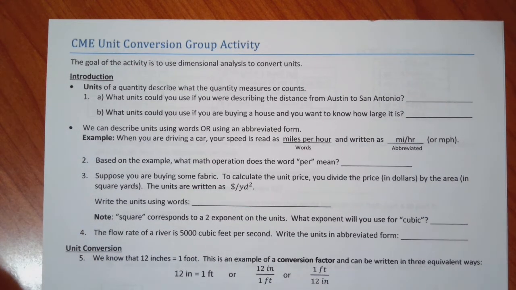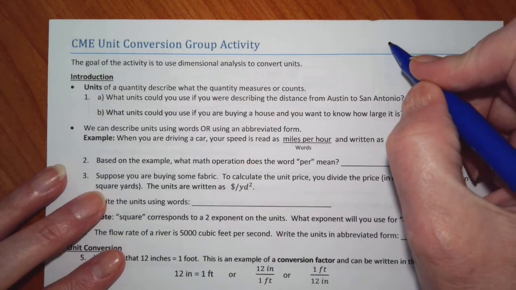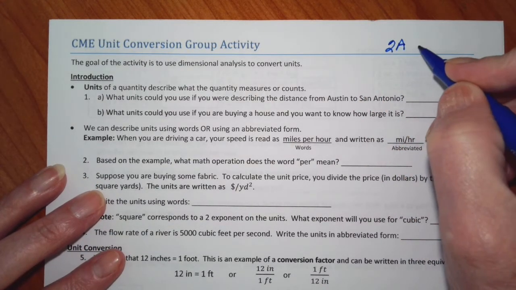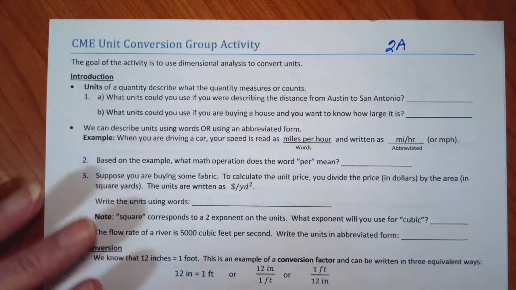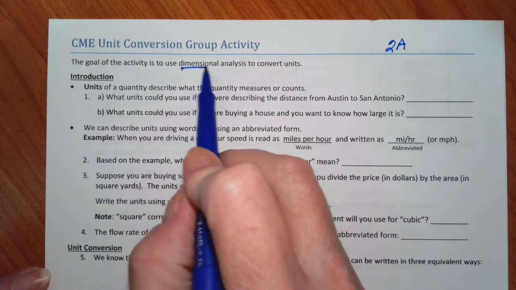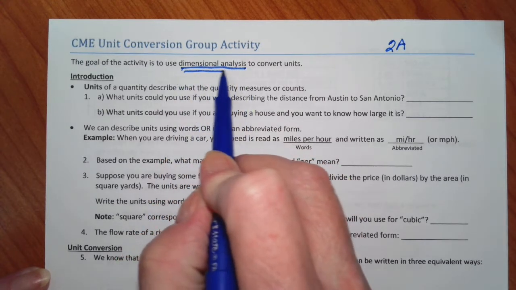Okay, hello everyone. We are in 2A. I don't know why it doesn't have a title at the top, but this is 2A, and there are two different things in section 2A. The goal of this activity is to use dimensional analysis to convert units.